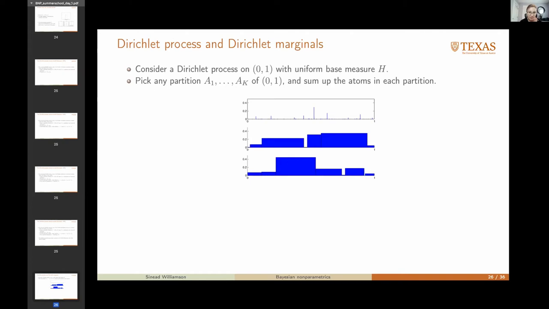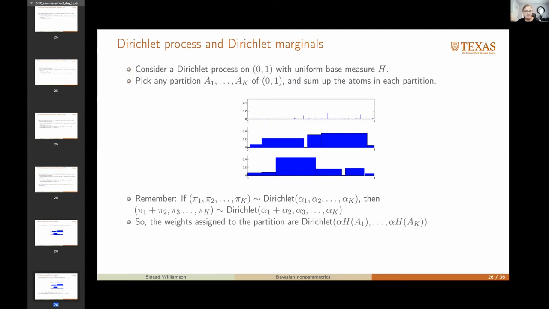I've got my Dirichlet process on top, infinitely many atoms. And then in the line below, I've picked a random partition and I've just summed up the mass in each partition. And then below again, I picked a different partition and I've summed up the mass in those partitions. And in each case, these blobby blue masses are samples from a finite dimensional Dirichlet distribution, where the parameters are alpha times the mass of that original partition.